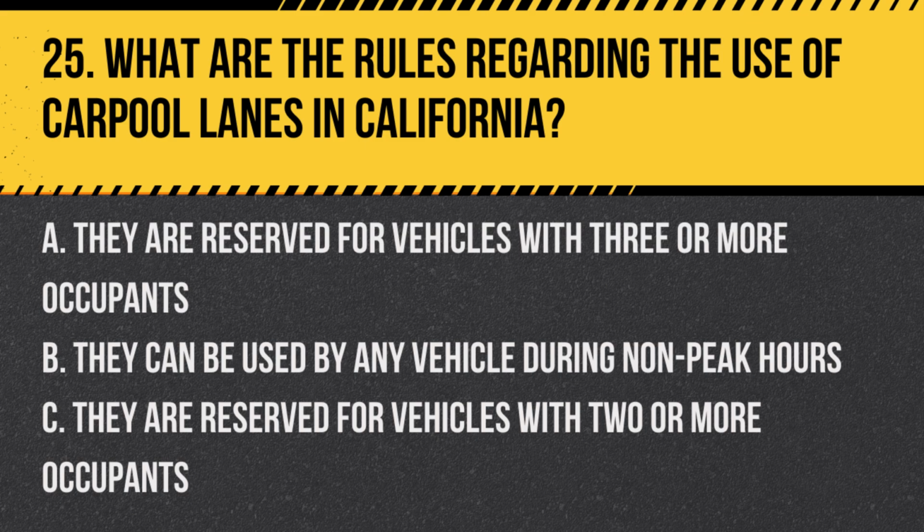A. They are reserved for vehicles with 3 or more occupants. B. They can be used by any vehicle during non-peak hours. C. They are reserved for vehicles with 2 or more occupants. Answer: C. They are reserved for vehicles with 2 or more occupants. Carpool lanes in California are designated for vehicles with at least 2 occupants.